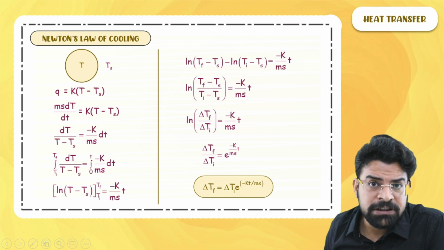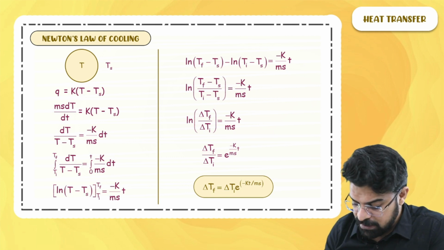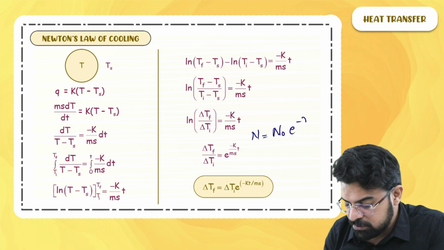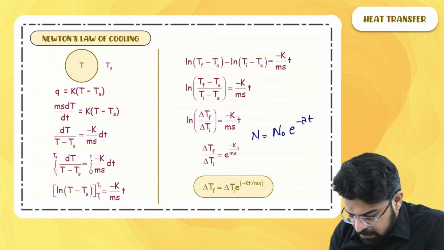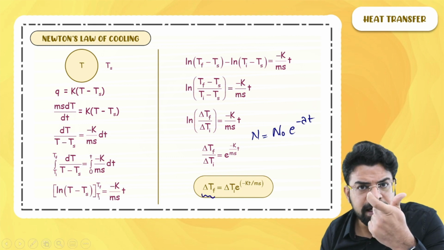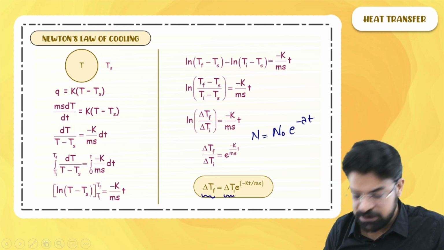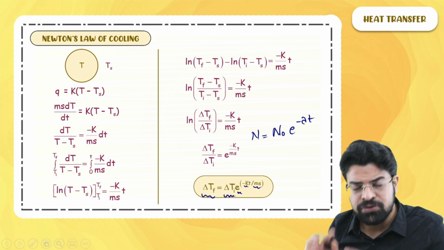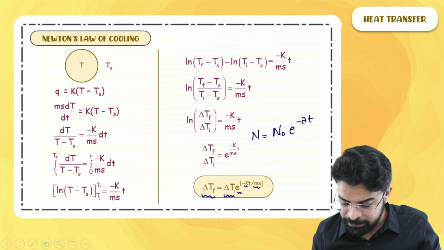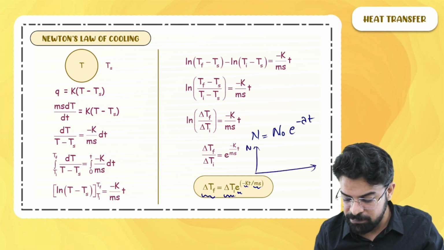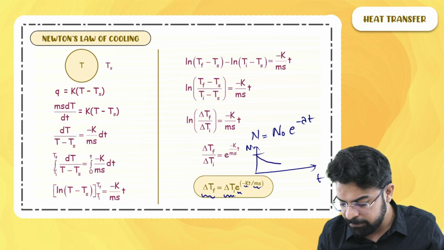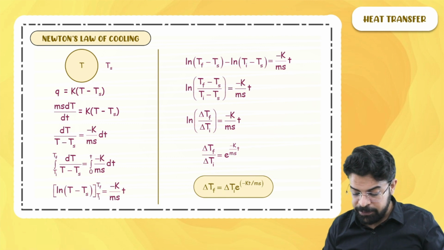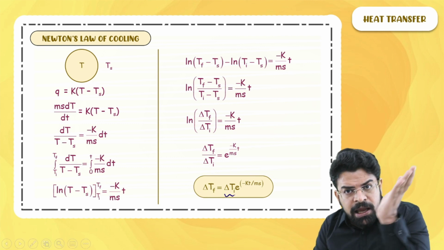Now what I tell students here, this is same as nuclear. The number of active nuclei at any time t equals the initial number of active nuclei into e raised to the power of minus lambda t. Here beta, the temperature difference between the body and surrounding at any time t equals the initial temperature difference into e raised to the power of minus some constant into t, and here the constant is k by ms. You do not need to remember this. Just remember that just like in nuclear decay, the number of active nuclei keep on decaying with time, initially N naught, and then they drop to 0 eventually. Here beta, the temperature difference between the body and surrounding decays in the same way.